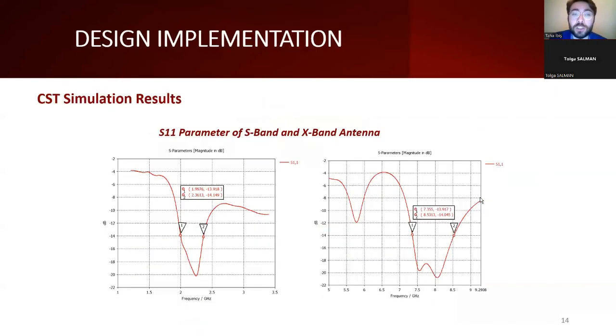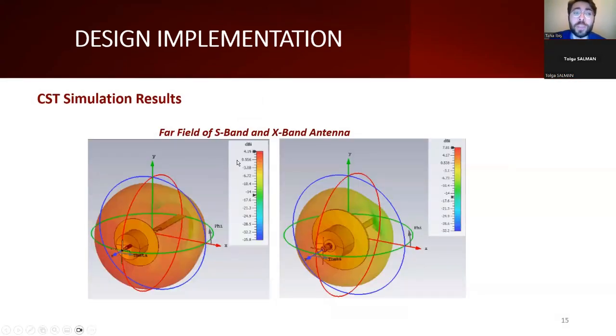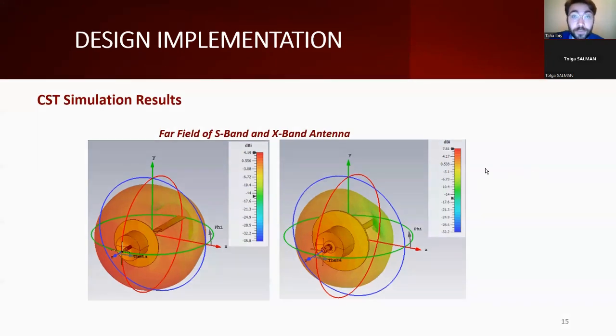When we look at the simulation result, the desired frequency range and bandwidth were obtained for two antennas. S-band antenna performed between 1.8 and 2.5 frequencies, and X-band antenna performed between 7.2 and 9 frequencies. The far field of antennas are shown on the slide. S-band antenna has 4.2 dBi gain, and X-band antenna has 7.8 dBi gain. I can say antennas are directional antennas because gain shows us directivity.